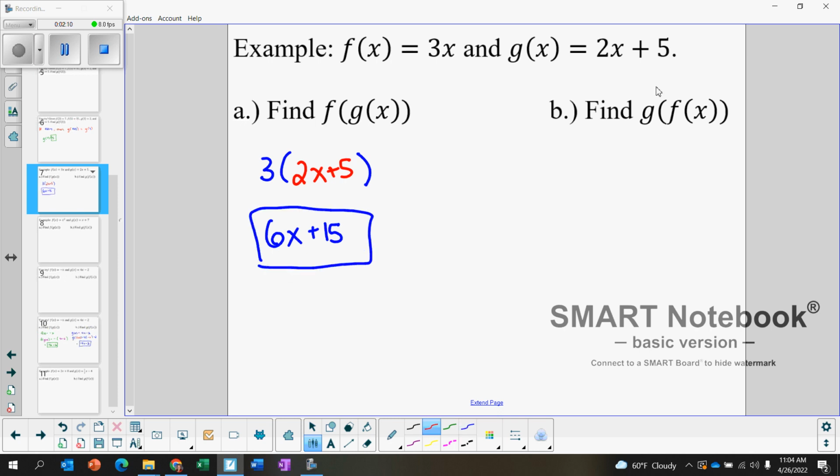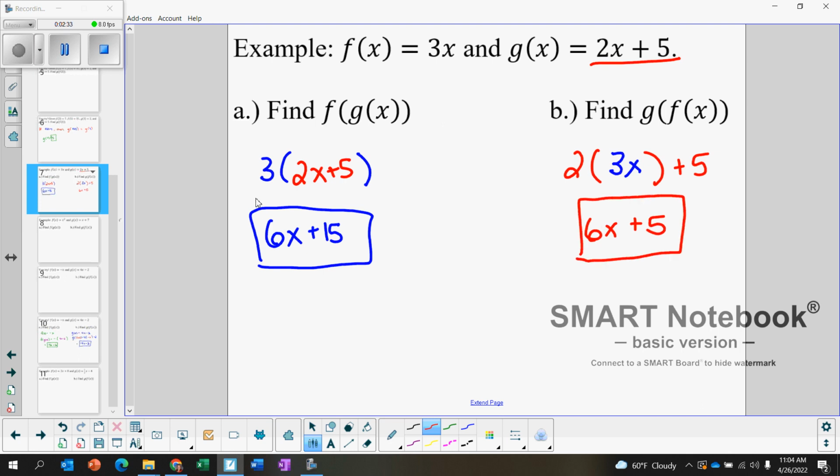Whereas if I wanted g of f of x, I would start with g of x as my equation, 2x plus 5. Notice I'm putting a big chunk of parentheses where the x should be, because inside of that is where I'm going to put f of x. So now I'm only multiplying the 2 by 3x, and that would be my answer. So notice it's different. F of g of x was different than g of f of x.